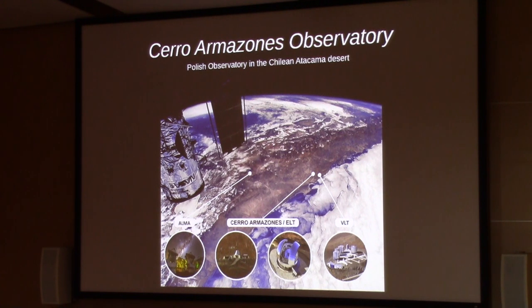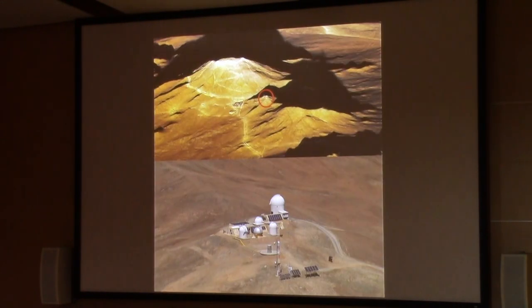So this is the propaganda part. I would like just to highlight a new Polish observatory in the Chilean Atacama Desert. Chilean Atacama is probably one of the best spots for observational astronomy, because this is the driest desert on Earth, with low water vapor levels, which allow us to make very precise near-infrared observations. And here is our observatory as it looks now. It is located near the construction site of the European Extremely Large Telescope, which will be the largest telescope on Earth.